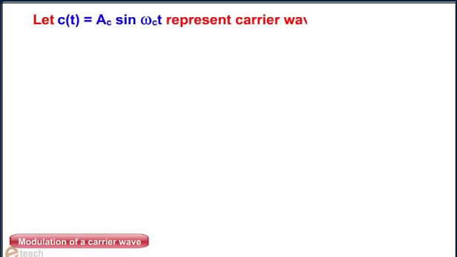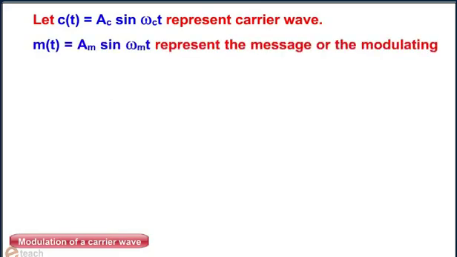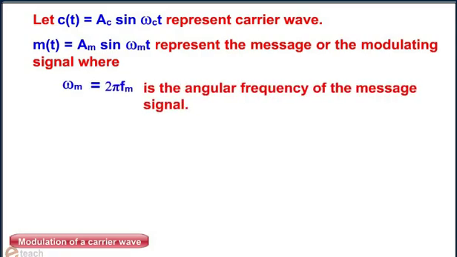Let c(t) equals Ac sin(ωc t) represent the carrier wave. Also, m(t) equals Am sin(ωm t) represents the message or the modulating signal, where ωm equals 2π fm is the angular frequency of the message signal.